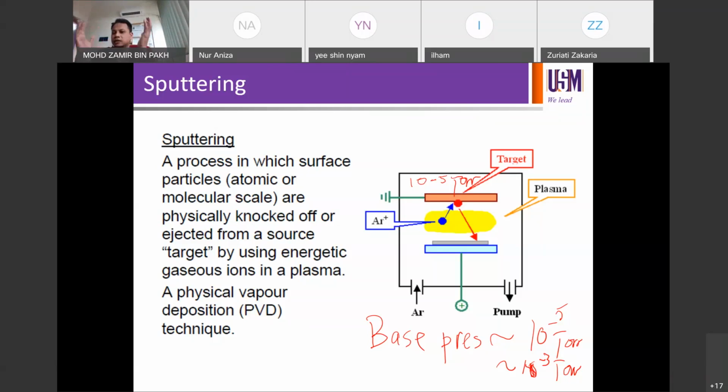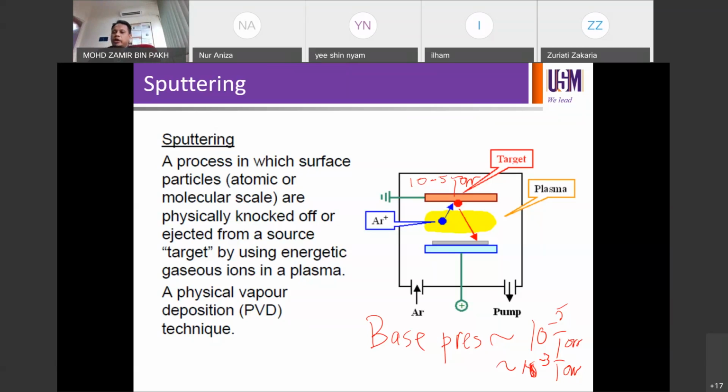But other stuff like chamber, holder, argon, mungkin yang PVD tak ada argon lah. Evaporation dengan apa tu? E-beam, right? The rest are usually similar. Substrate temperature, vacuum level, more or less similar, right?